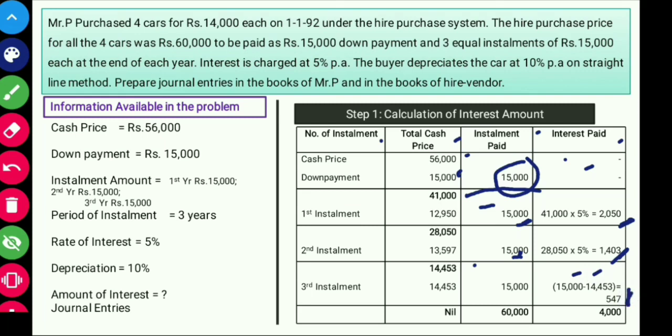You have to be very careful while calculating the last installment. Other things are no issue. But here you have to apply this formula, last installment amount minus remaining cash price. Then you get the total interest 4,000, total installments 60,000, 60,000 minus 4,000 we get the cash price. Then the calculation is right, and the total cash price at the end should be nil. So that is also right. Then move to the next step, that is preparation of journal entries.